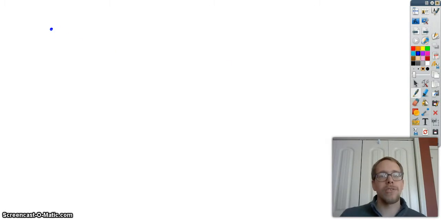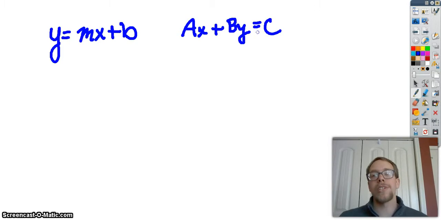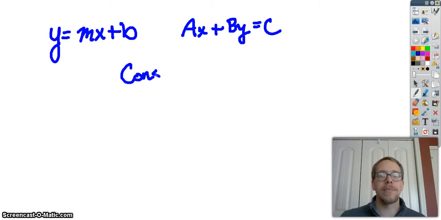Often linear functions are represented in some form like slope-intercept form, y equals mx plus b, or maybe even standard form, ax plus by equals c. So you could have slope-intercept form or standard form. But in either case, linear functions, the one major thing they have in common is they have a constant rate of change, or a constant slope.